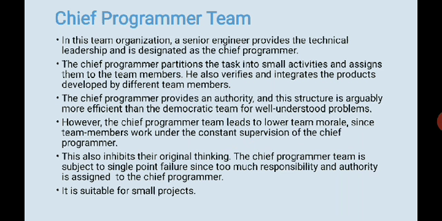And the chief is subject to a single point of failure, which is also very correct. If it fails, I would say the blame would go to the chief programmer only, right? Because he's the one who will be handling it, and he's not letting anybody suggest or advise anything to him. So he'll be the one carrying the task, and I would say the blame will also lie on him. And it is suitable for small projects as well as well understood projects, right?